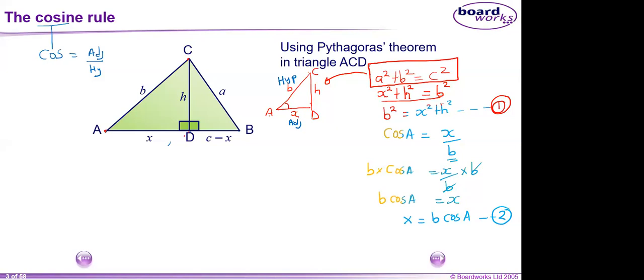Now we continue. The first triangle, we used A, C, and D. Now we are going to use the second triangle remaining. Let me draw it in a very good way. The second triangle that is remaining is like this. I have D, I have B, and I have C here. Now, D to B, I have C minus X, I have A, and I have H.